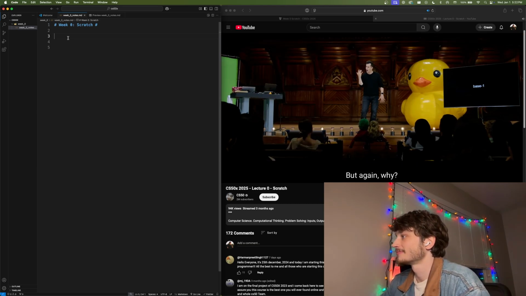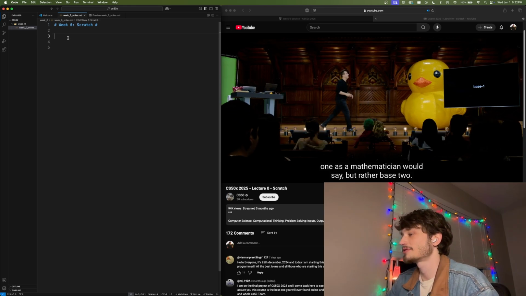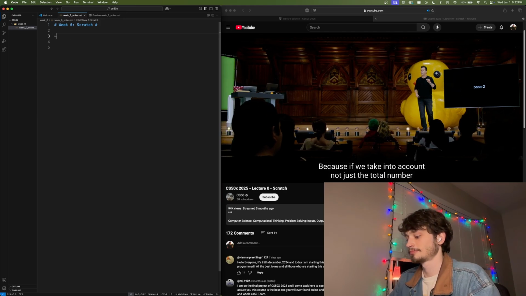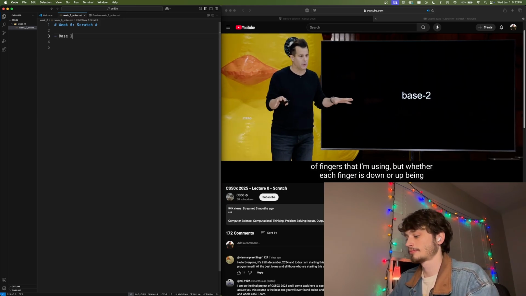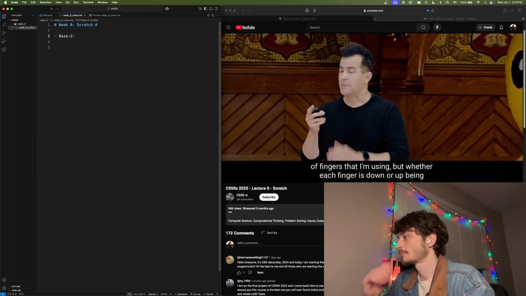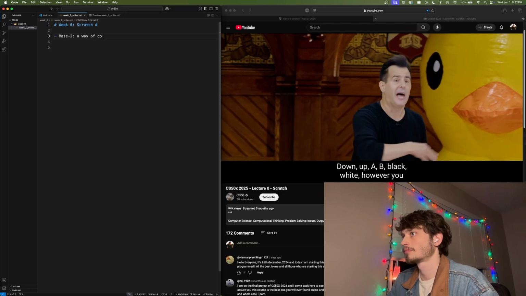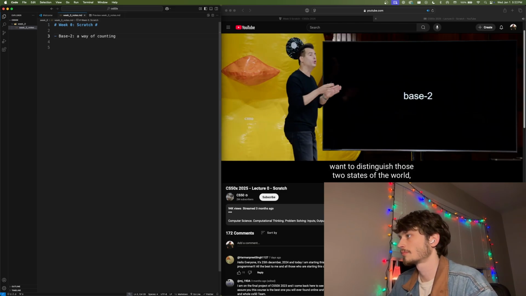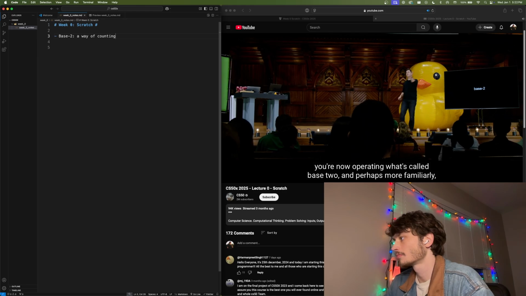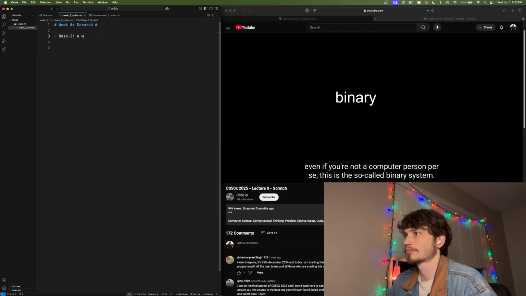But again, why? The difference here is that we're no longer using unary, or base 1, as a mathematician would say, but rather base 2. Because if we take into account not just the total number of fingers that I'm using, but whether each finger is down or up, being therefore in two potential states, down, up, A, B, black, white, however you want to distinguish those two states of the world, you're now operating what's called base 2, and perhaps more familiarly, even if you're not a computer person per se, this is the so-called binary system.